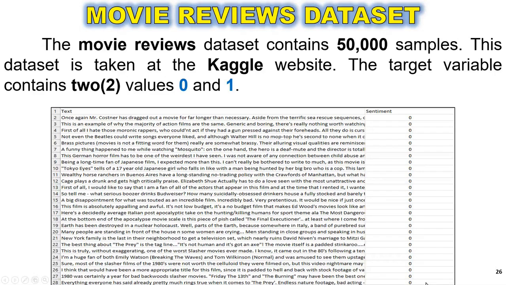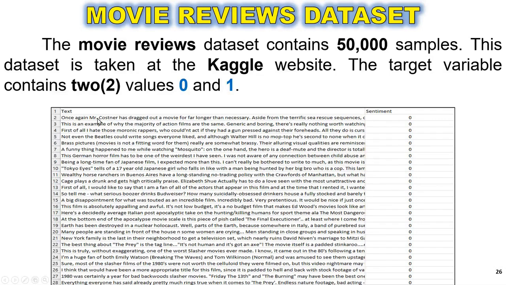The first column of the data set has a label text that contains 50,000 movie reviews from movie televiewers or moviegoers, those who watch movies. The second column has a label sentiment, and it contains either 0 or 1. 0 means negative, 1 means positive.